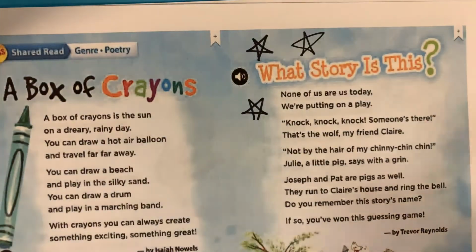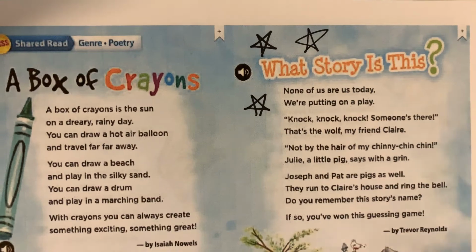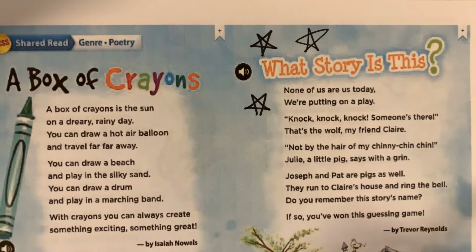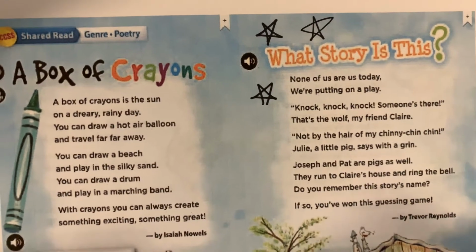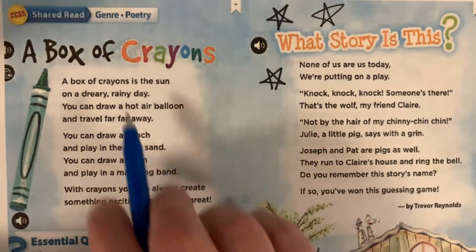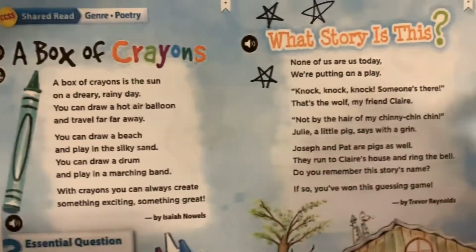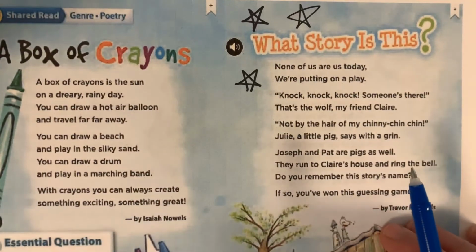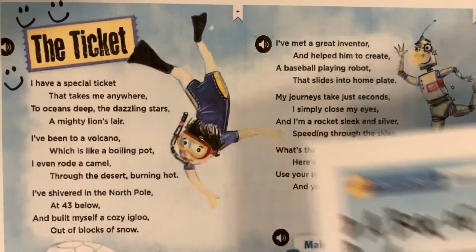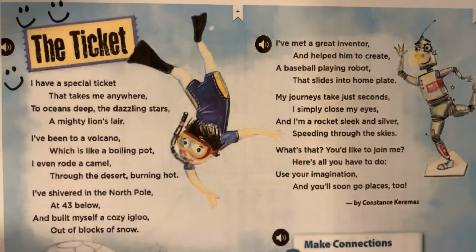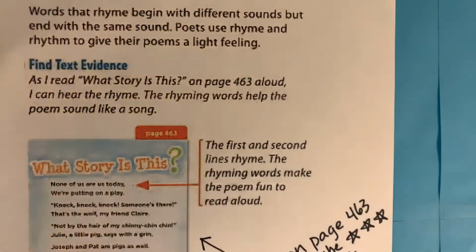This week we have a bunch of poems, and we're going to talk about rhyming words and metaphors. So these are the poems that you're going to read. A box of crayons, what story is this? And you will see your vocabulary words in these poems. Here's the last one, the ticket. After reading these poems, you're going to practice with rhyme.